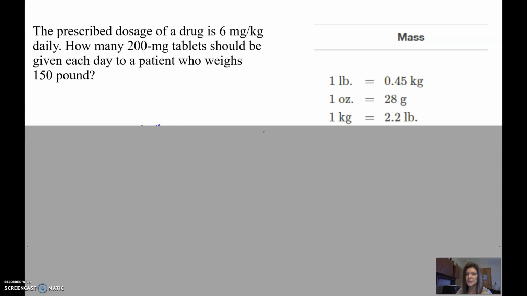Okay, how did we do? First thing, hopefully you recognize that you have to turn the pounds, the patient, figure out how many kilograms that person weighs, because that's how the dosage is given. It's 6 milligrams per kilogram of weight. We have a slight issue.